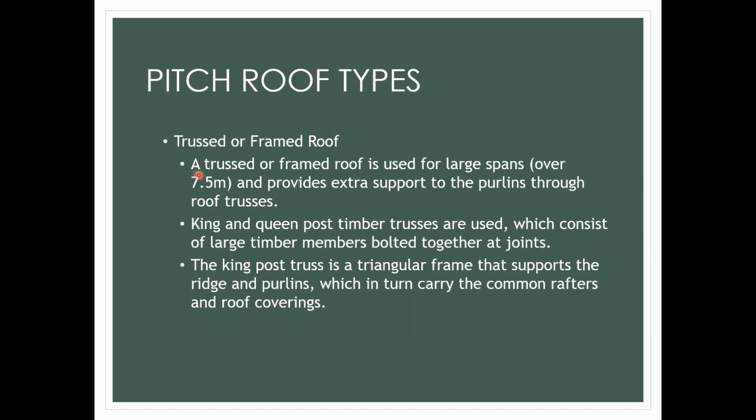Pitch roof types: trusses or frame roof. A truss or frame roof is used for a large span over 7.5 meters and provides extra support to the purlins through roof trusses. King and queen post timber trusses are used, which consist of large timber members bolted together at joints. The king post truss is a triangular frame that supports the ridge and purlins, which in turn carry the common rafters and roof coverings.